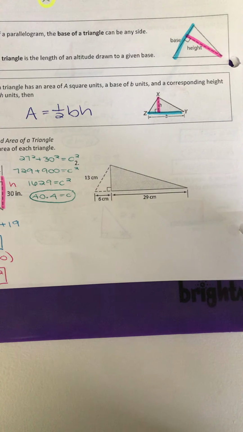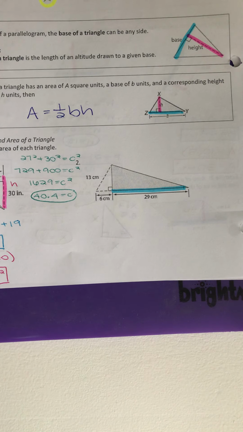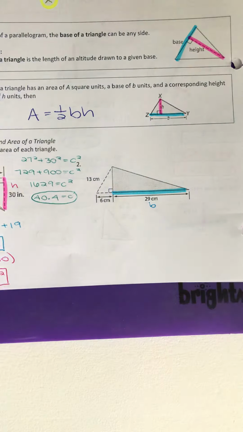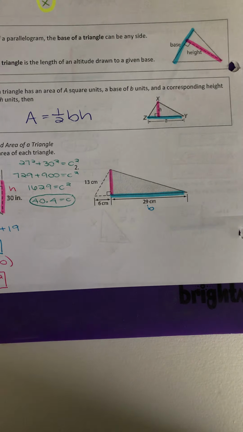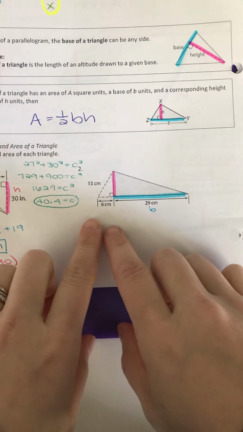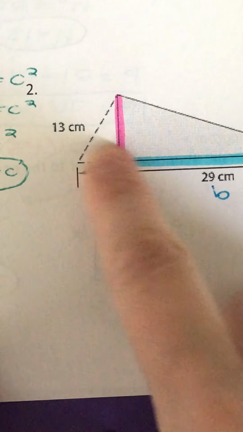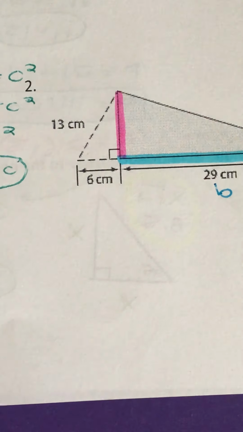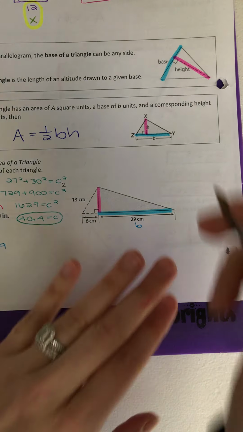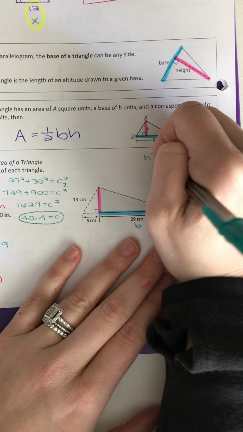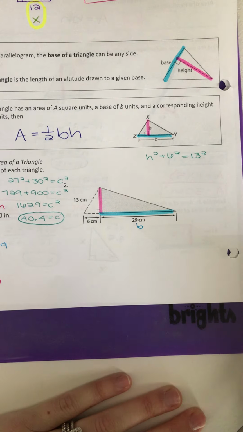Let's try the next one. So again, I have my base, which is 29. But I'm now missing my height. So what I'm going to do here is I'm going to do Pythagorean theorem with this white triangle to find that height. And if you remember, I'm not finding C, because C is going to be my hypotenuse, or 13. So I want to plug that in for either A or B. So I'm going to just call it h. H squared plus 6 squared equals 13 squared.